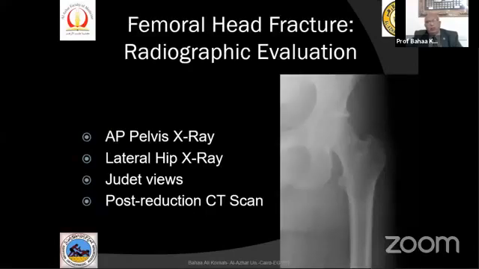Always do an X-ray, it is very important and helps in the diagnosis. You use the AP pelvis X-ray, both hips, and a lateral hip X-ray, very important. Judet views and post-reduction CT are very important to evaluate the congruity of the reduction.